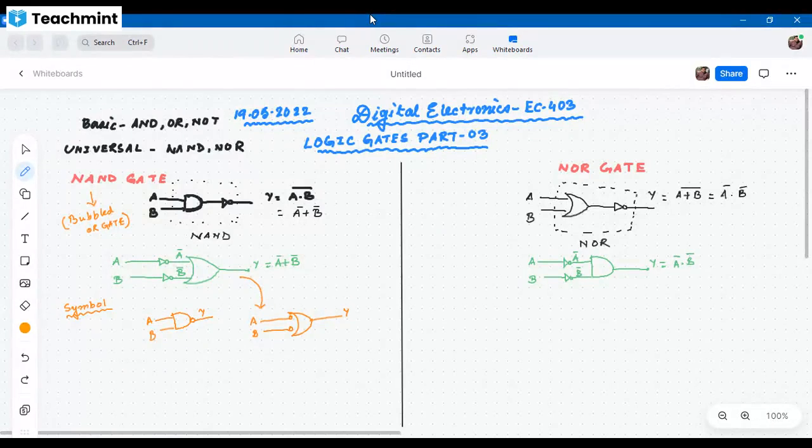So the NAND gate is called a bubbled OR gate because there is a bubble before the OR gate when it is constructed for these conditions.